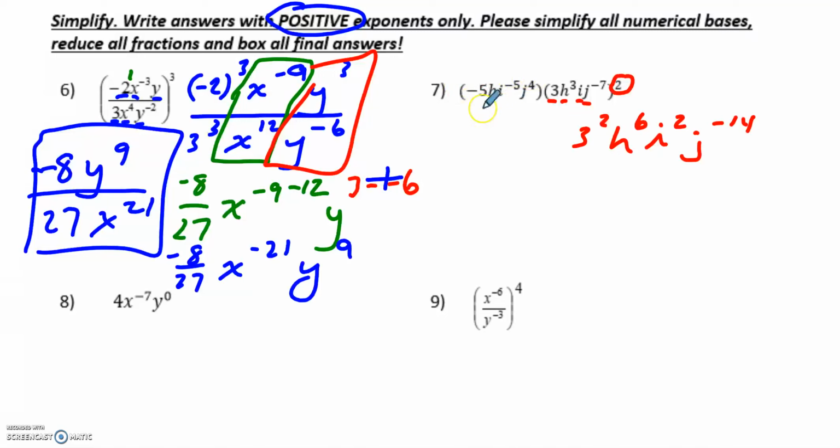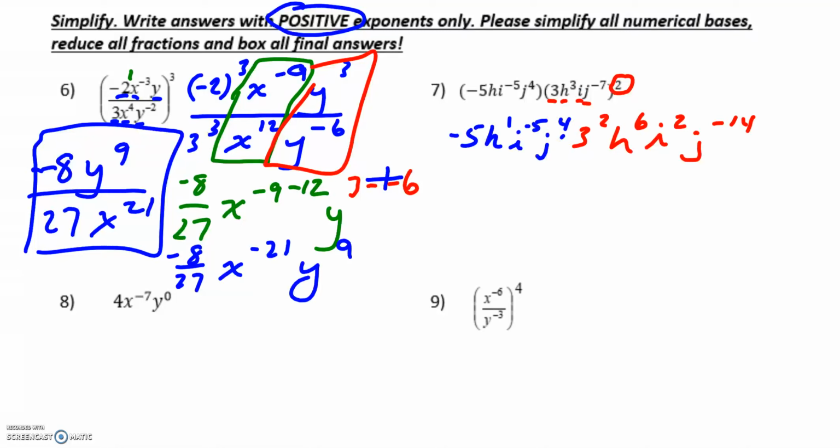This parenthesis is just there to recognize that it's multiplication, but at this point we don't need the parenthesis anymore because there's no power on the outside. So I'm just going to rewrite it as negative 5, h to the first technically, i to the negative 5th, and then j to the 4th.